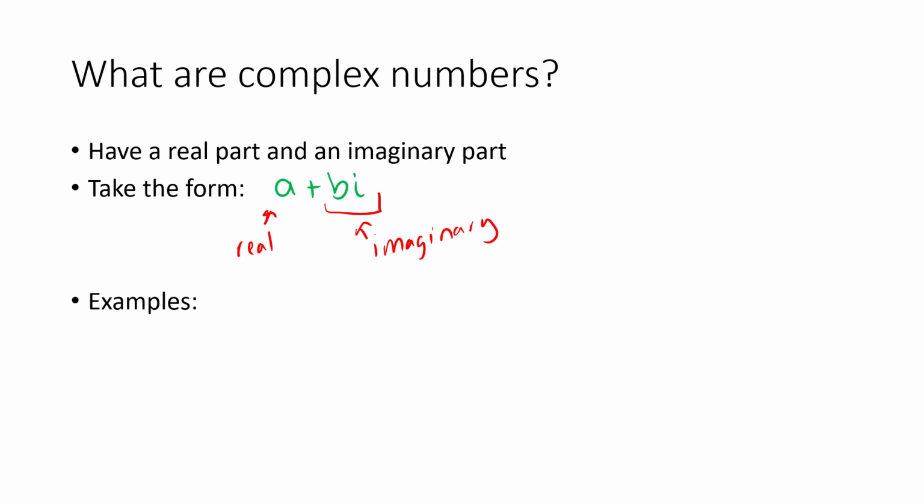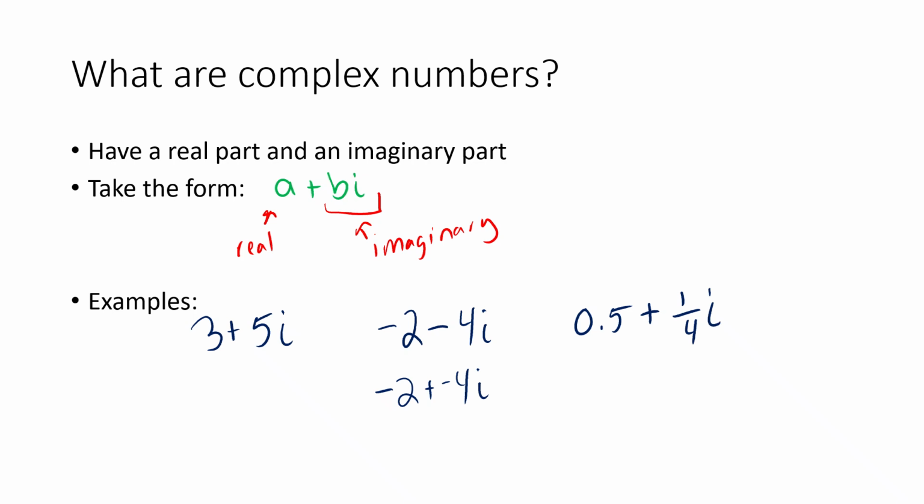So what are some examples of complex numbers? Well, it could be something as simple as 3 plus 5i. Okay, that would be considered a complex number. The numbers could be negative, so you could have -2 minus 4i. Just remember that would be -2 plus -4i, given our definition of subtraction. And the a and the b are any kind of real numbers, so they could be decimals or fractions, like 0.5 plus 1/4 i.